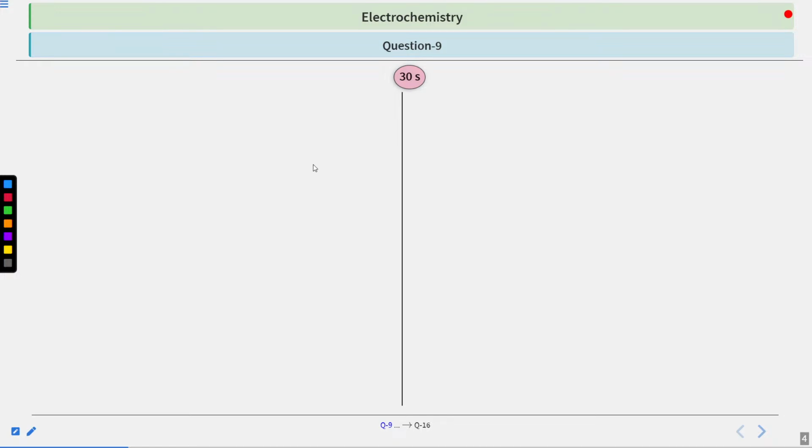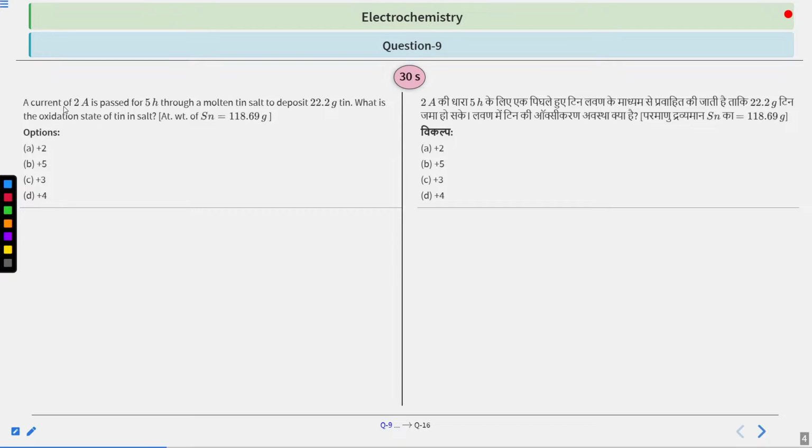Question number 9 says that a current of 2 ampere is passed for 5 hours through a molten tin salt to deposit 22.2 gram tin. What is the oxidation state of tin in the salt? Your options are A plus 2, B plus 5, C plus 3 and D plus 4. The atomic weight of Sn is also mentioned. It is basically a question from Faraday's law, very easy to solve. You have 30 seconds to solve this question. Your time starts now.